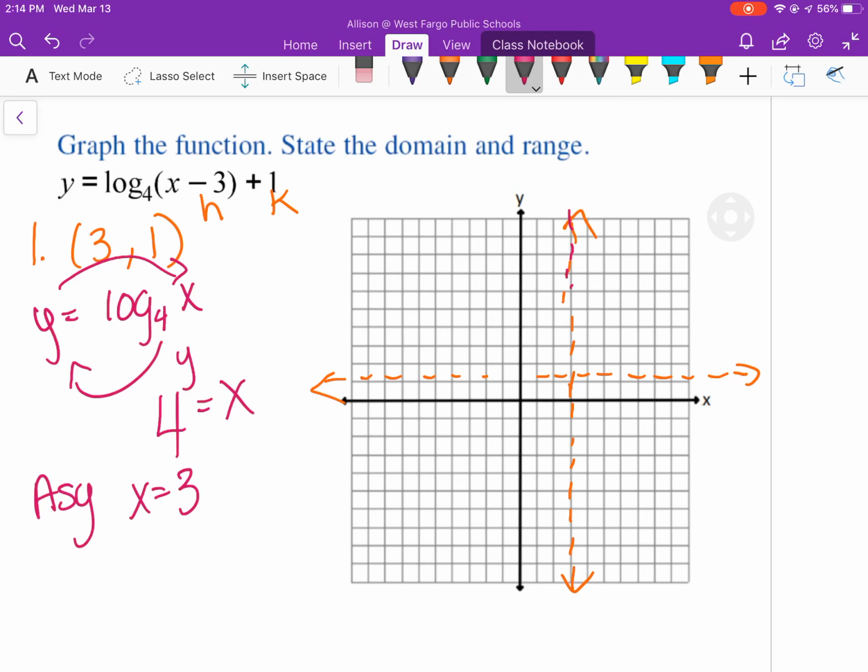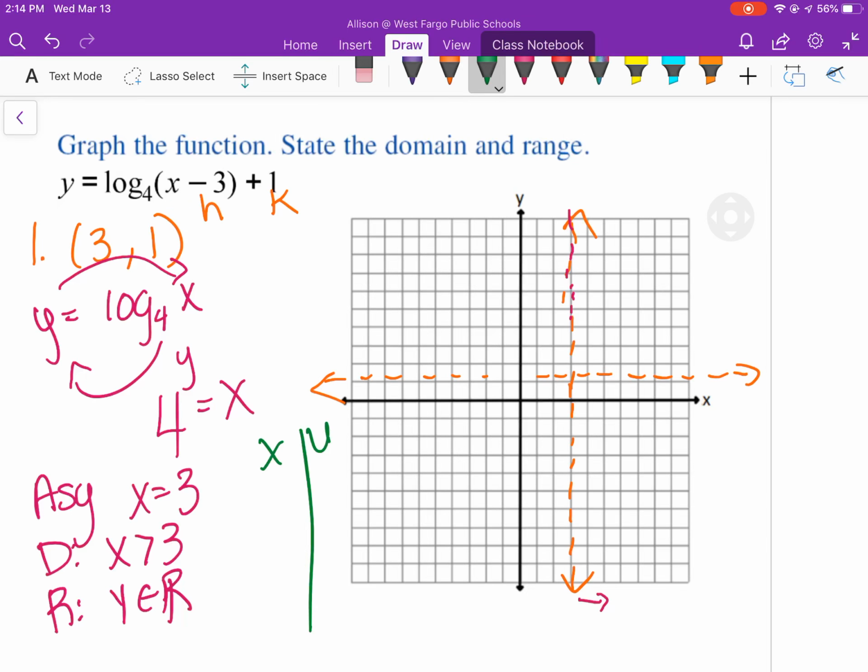That's this one right here that I originally drew. I'm going to have domain of x greater than 3, so everything's going to be to the right of that asymptote. And my range will be all real numbers again. So y is going to be in all real numbers, element of the real numbers.